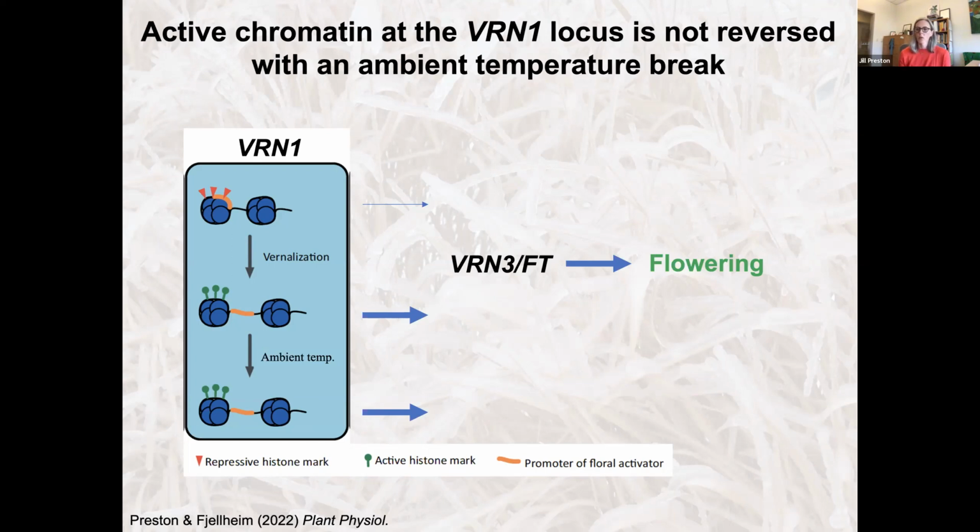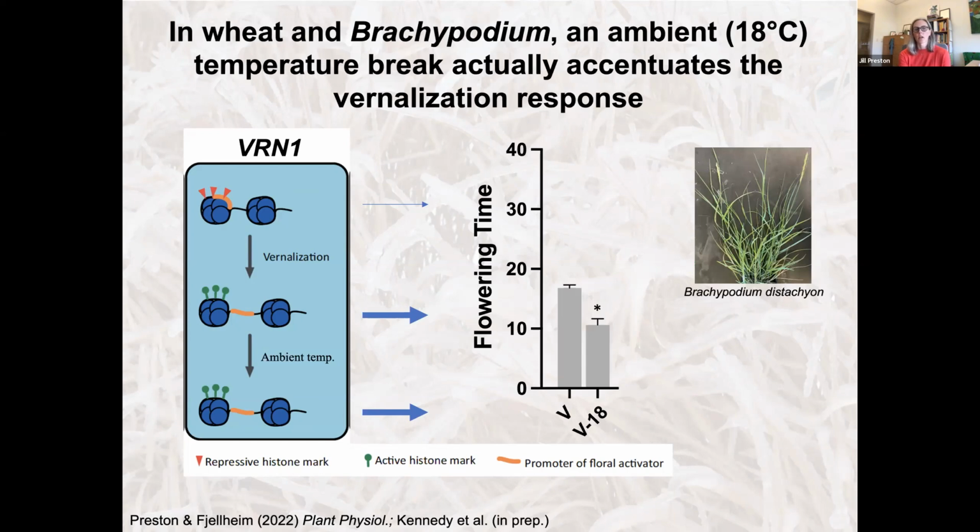And in fact, work in wheat and also a fairly close relative in the same subfamily, Brachypodium, has shown that giving an ambient temperature break in the middle of vernalization actually accentuates or accelerates the vernalization response. And so, as we can see in this graph, looking at flowering time, you can see that if you just vernalize without a break, this is the flowering time in terms of number of days. But if you give this break of 18 degrees, you actually see significantly earlier flowering.